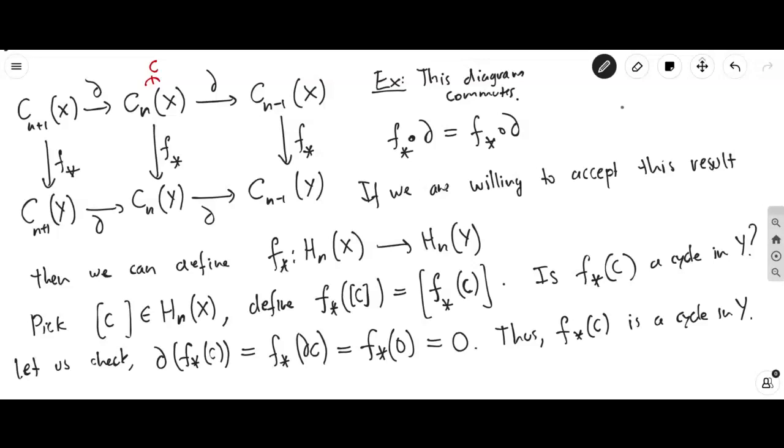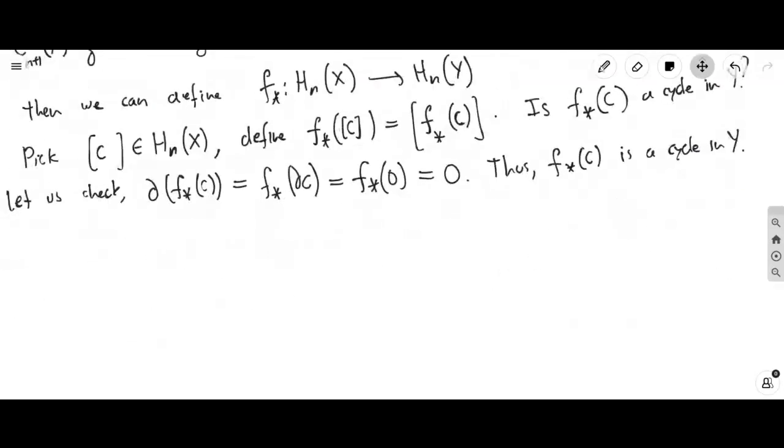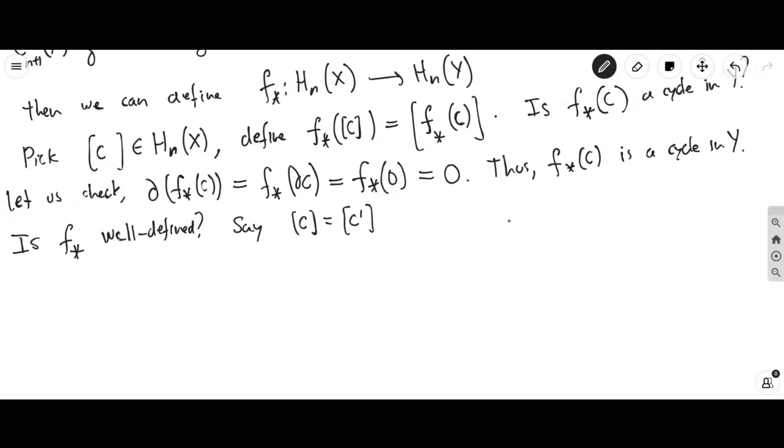in Y. But then the other question that comes up is, is F star well defined? Because we're choosing a representative. Say that we have two homology classes that are represented by two different cycles in Hn of X. Is it true that these two are in the same homology class in the homology of Y? That's the question. That's what we're going to check.